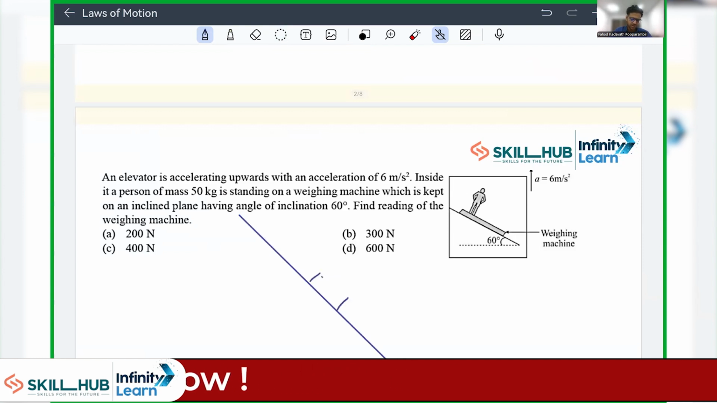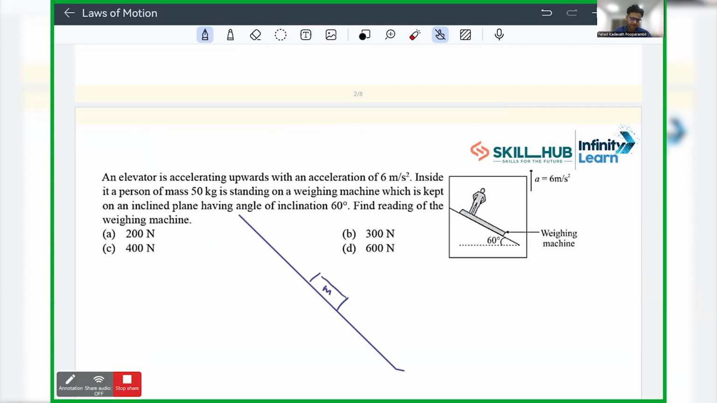I'm taking the mass of the person standing above the weighing machine as M, and I need to define a pseudo acceleration in such a way that it is opposite to the direction of the acceleration of the frame and of the same value. If the acceleration of the frame is A, I have to define A in the opposite direction. And acceleration due to gravity G would be downward.